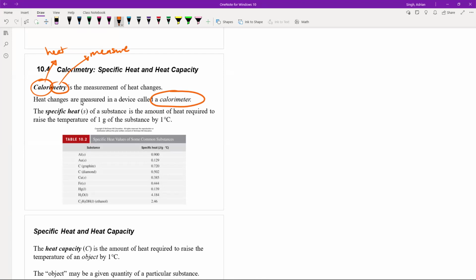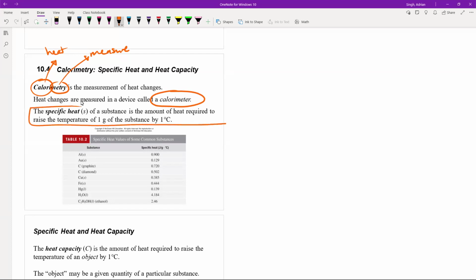And if you haven't done it already, we will do an experiment where we make a calorimeter, a very simple one, in order to measure these heat changes and to do all sorts of calculations. Now, when it comes to doing calorimetry and using calorimeters, we need to know a couple things. The first thing is called the specific heat or the specific heat capacity of a substance.